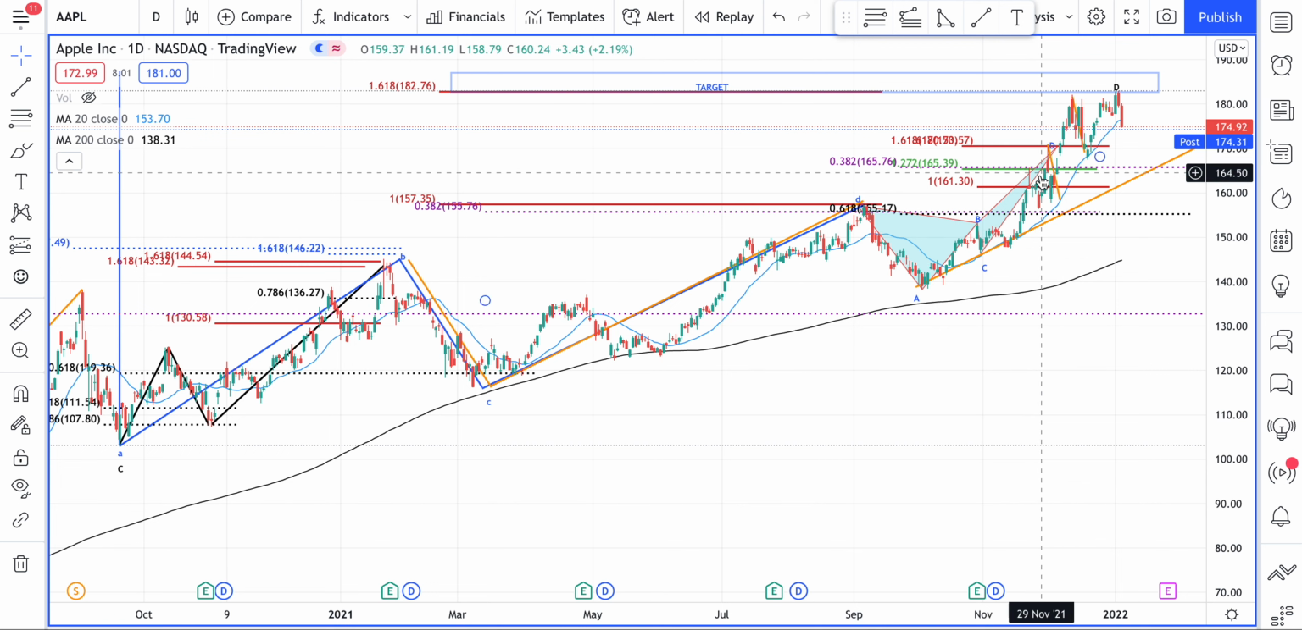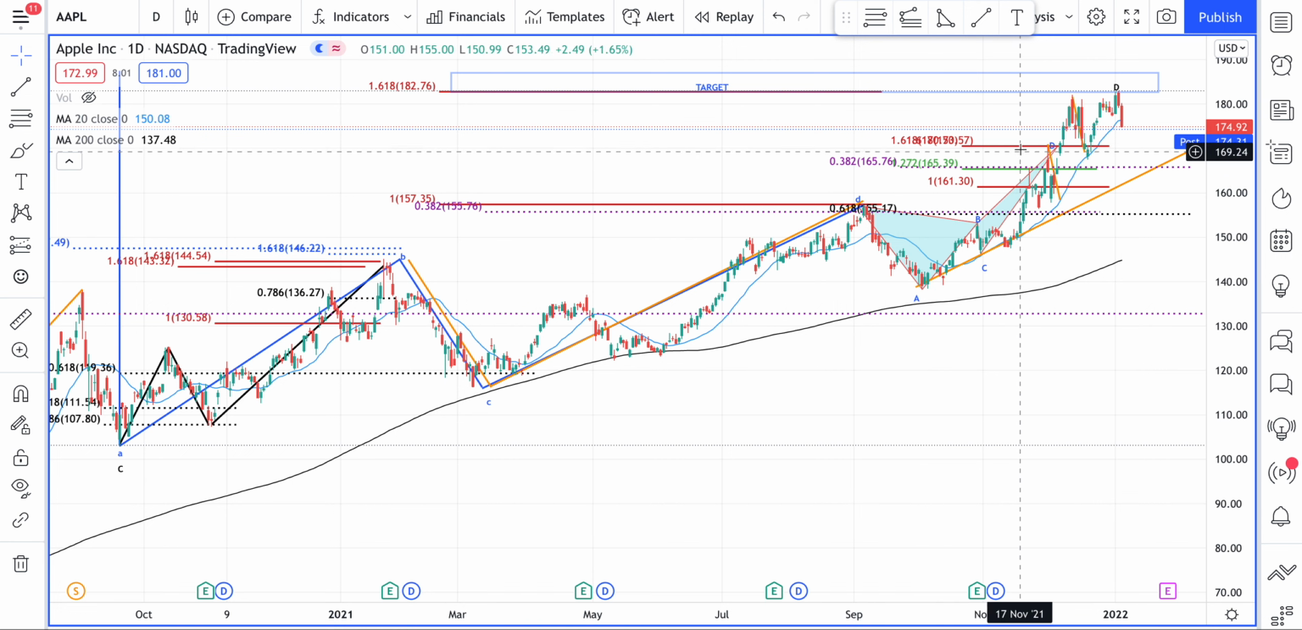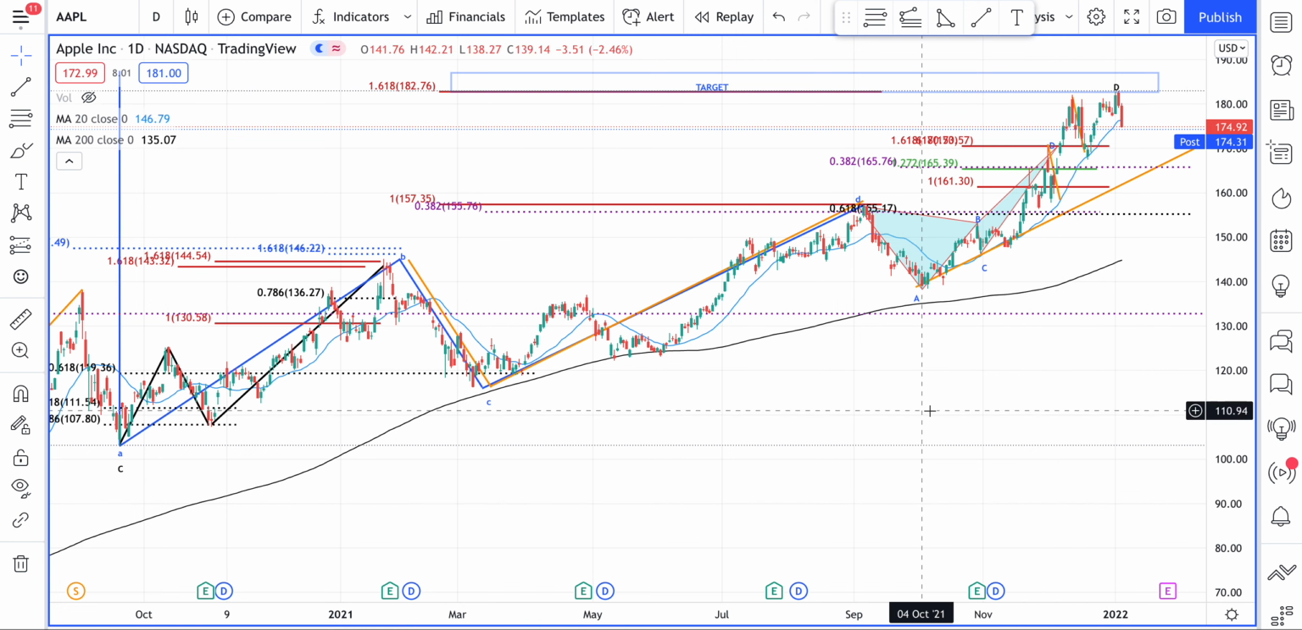We had done a video when the stock had reached this level of $170 and rotated lower. We were looking for the stock to do about a 38.2% retracement of this leg from here till here, and this is what the stock did, and then it just ran off.